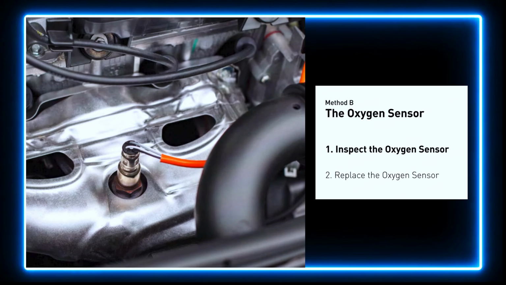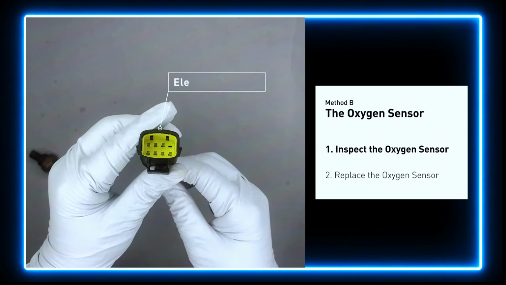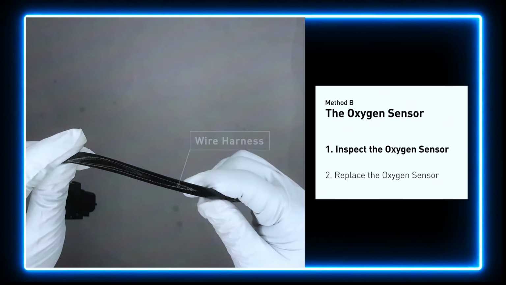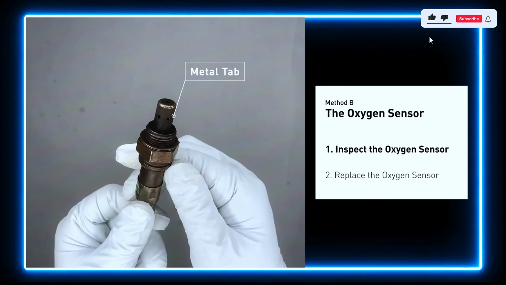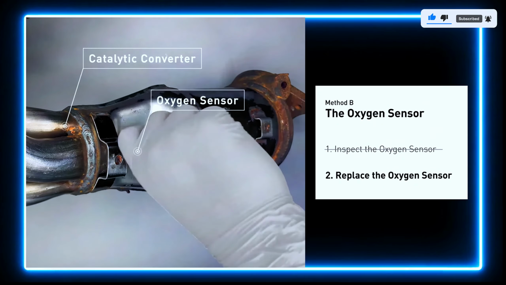Oxygen sensors are mounted directly onto the exhaust pipe near the catalytic converter. Locate the sensor that responds slower as it ages. Visually check the oxygen sensors, electrical connections, wire harness, and metal tabs for any damages. If damages are found, then replace the oxygen sensor.